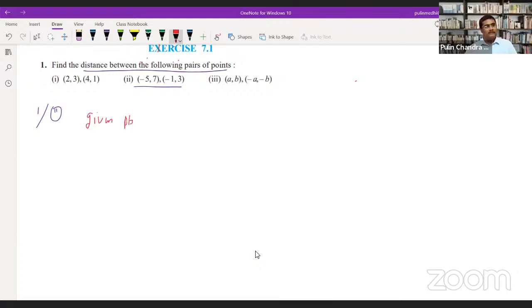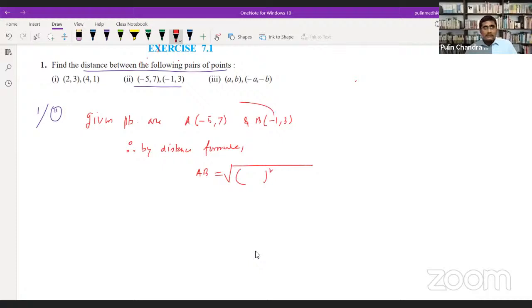Given points are A, you give a name from your side, this, and B is (-1, 3), नाम दे दिया. Therefore, by distance formula, you need not write the distance between A and B is, you write simply AB and then here you write. So you directly write now the values. पहले क्या होगा, x2 - x1, मतलब this minus this. Literally you can write this line in the question paper, there is no harm. Minus one, ध्यान से देखो, minus का मामला है.